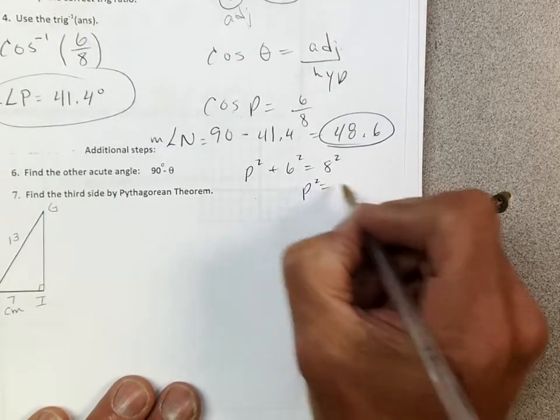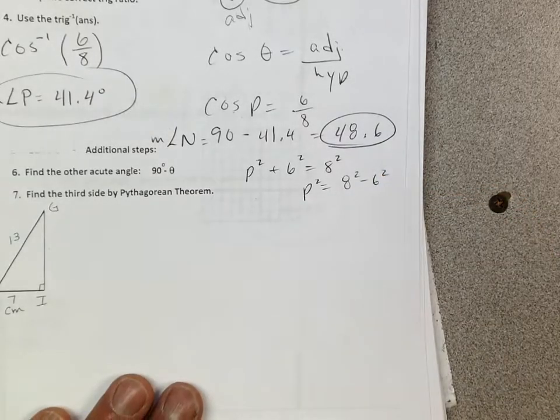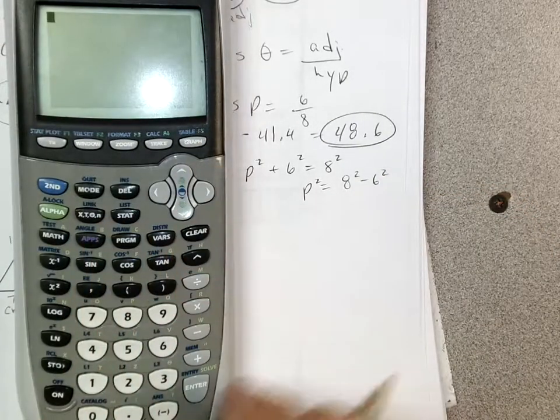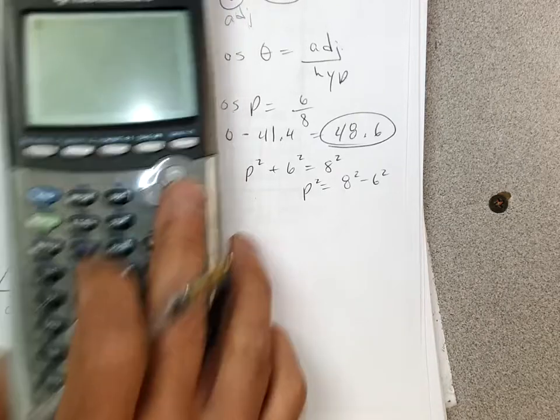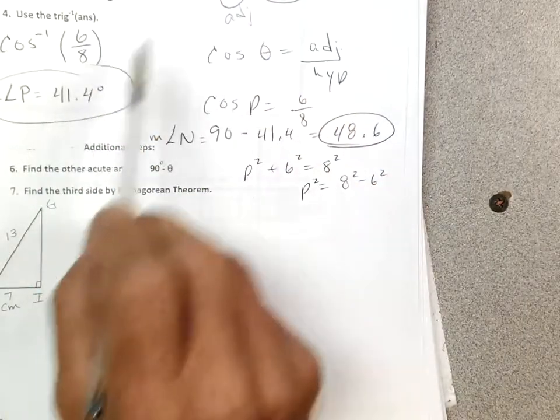So I'd have p squared equals 8 squared minus 6 squared. And I'm just going to use my calculator to do that. Why not, right? 8 squared, 6.